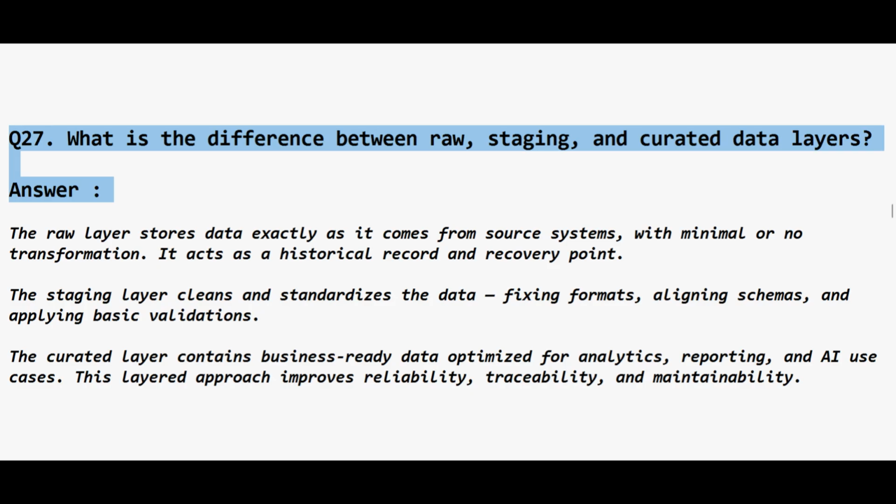The staging layer cleans and standardizes the data, fixing formats, aligning schemas, and applying basic validations. The curated layer contains business-ready data optimized for analytics, reporting, and AI use cases. This layered approach improves reliability, traceability, and maintainability.